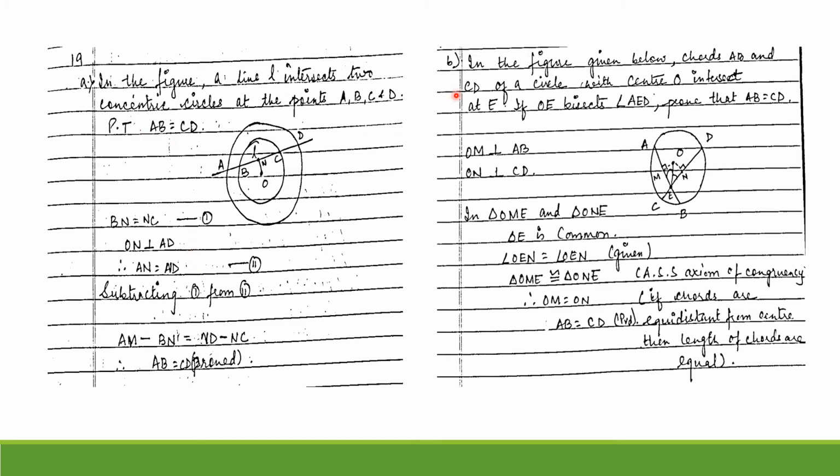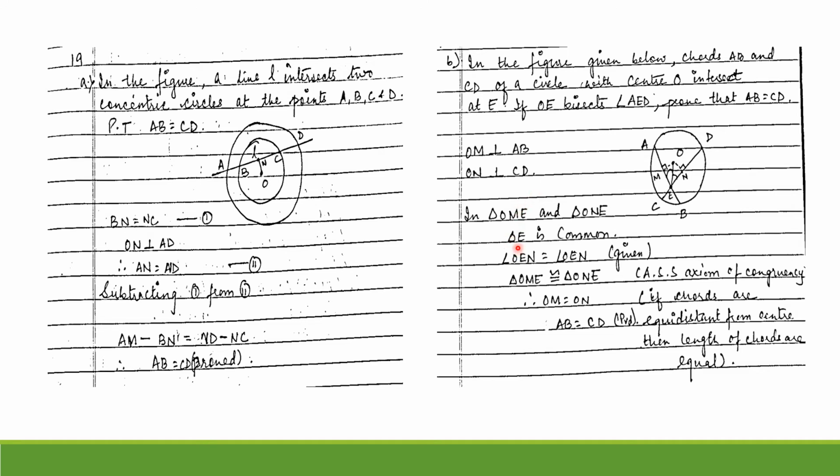Next is your 19b. In the figure given below, chords AB and CD of a circle with center O intersect at E. If OE bisects angle AED, we have to prove that AB is equal to CD. So we know that OM is perpendicular to AB here. If I take this point M, which is the midpoint of the line AB, so AM is equal to MB here. So OM is perpendicular to the line AB. Similarly, ON is perpendicular to the chord CD.